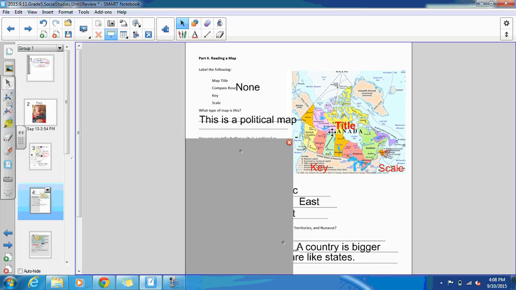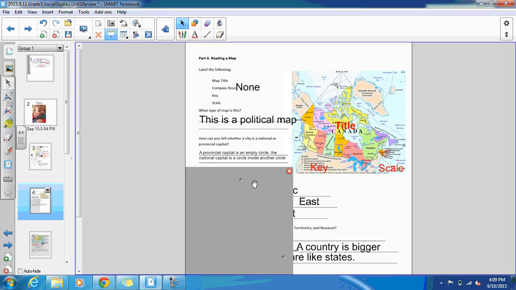So again, that tells me it's probably a political map. And finally, it has dots on it with names of cities. Well, if it has countries, states, and cities, it's going to be a political map. Now, here's the tricky thing, though. Canada doesn't have states. They have provinces. Provinces are the same thing as a state. They're synonyms. Same thing, essentially, just different names for them. Okay? So this is a political map.